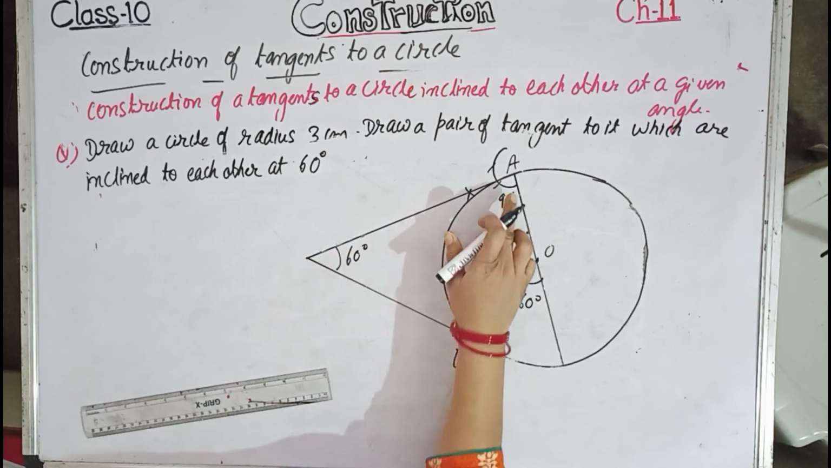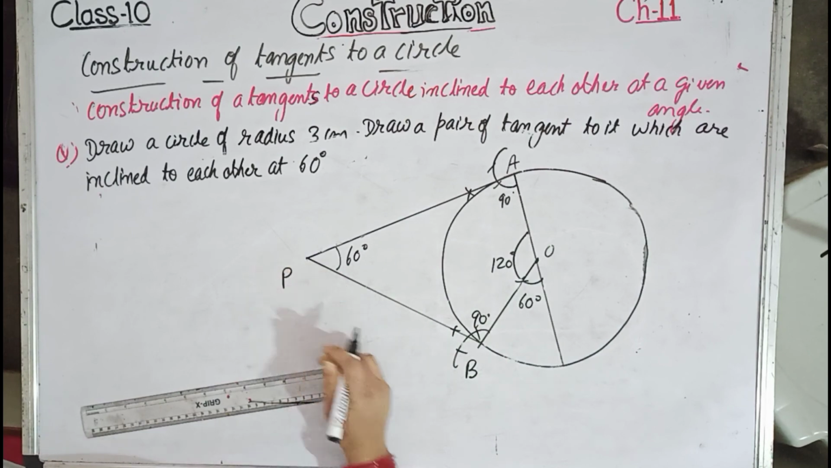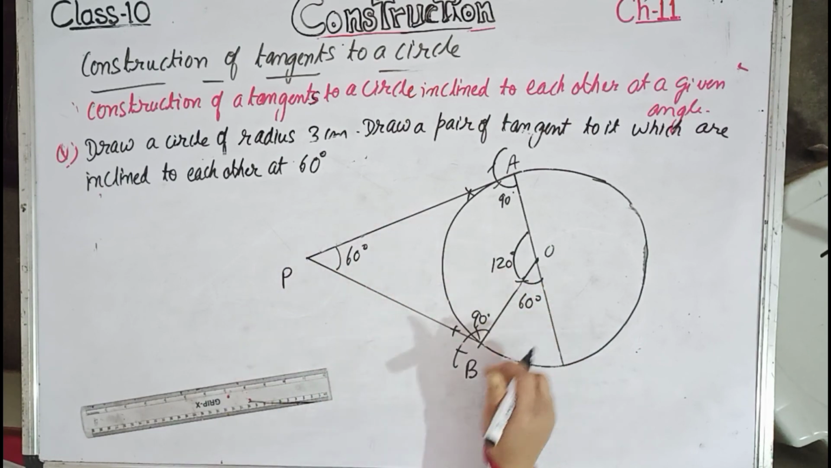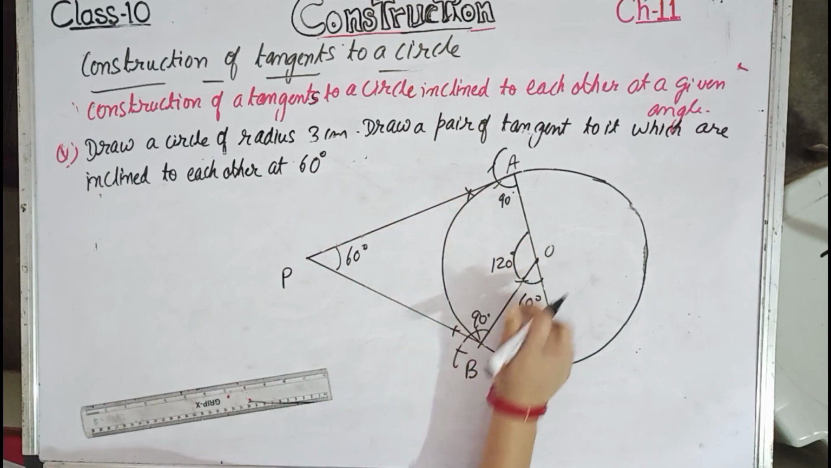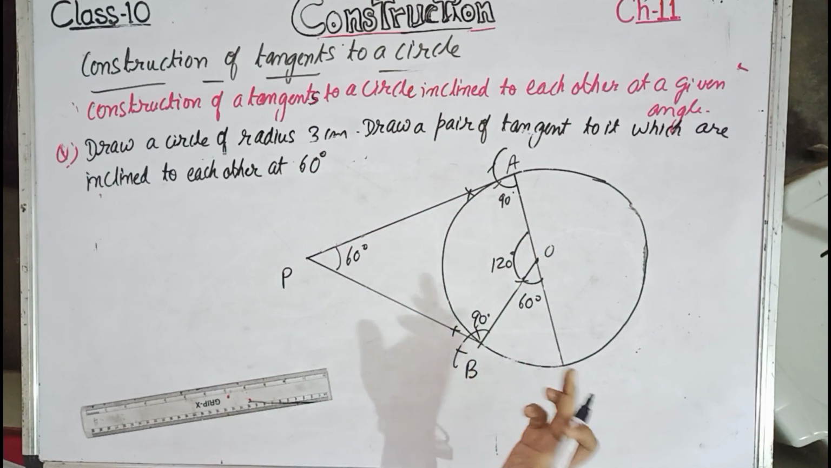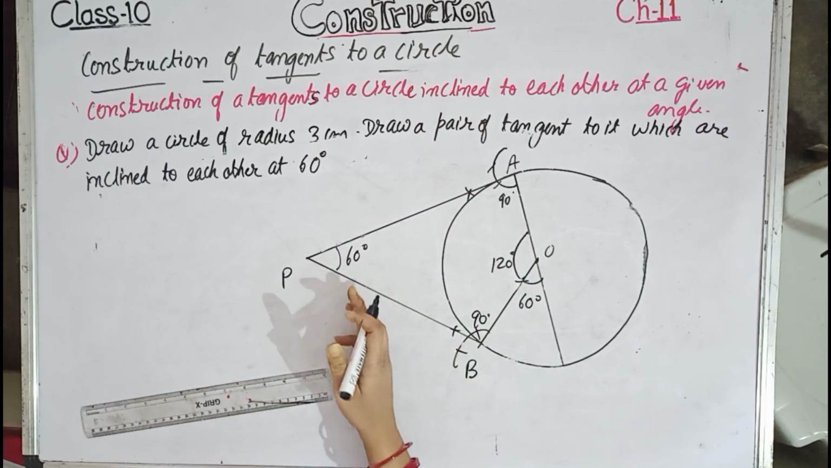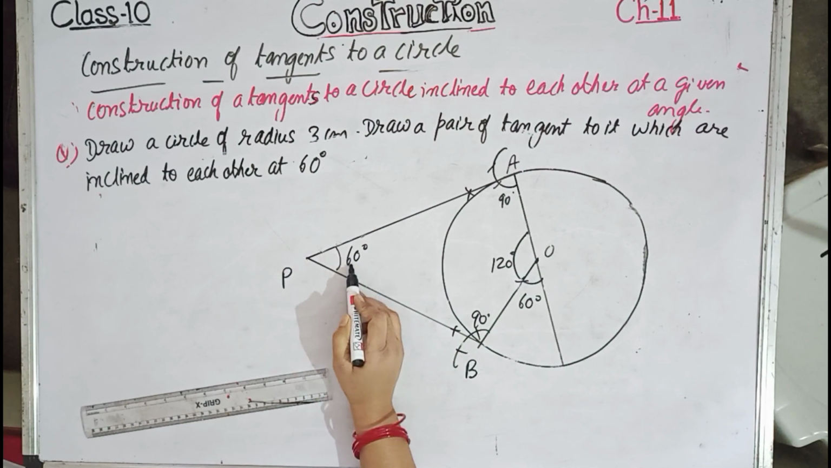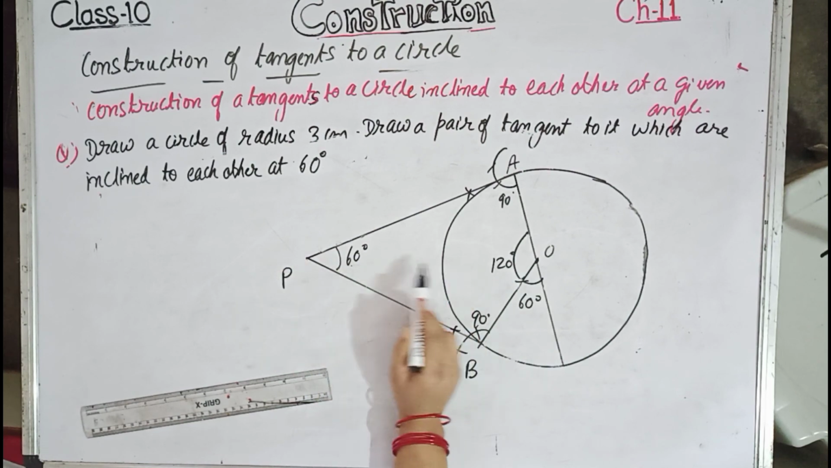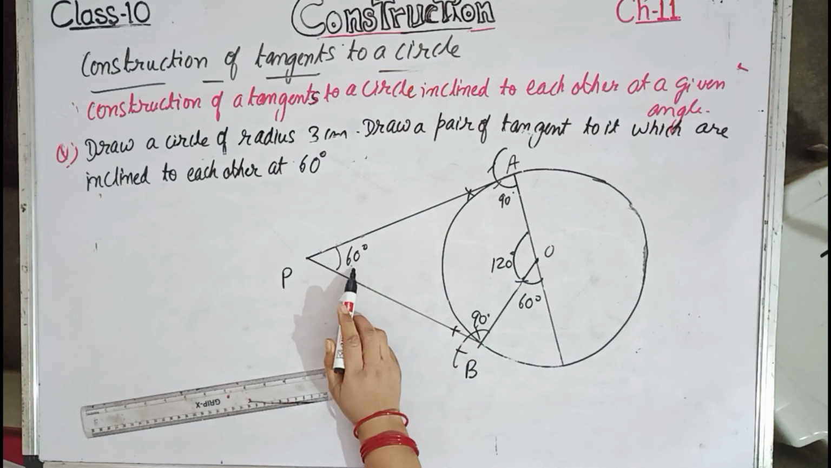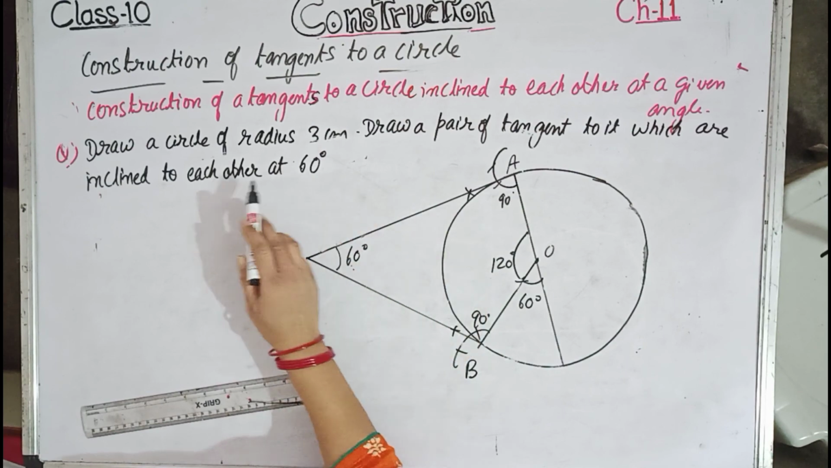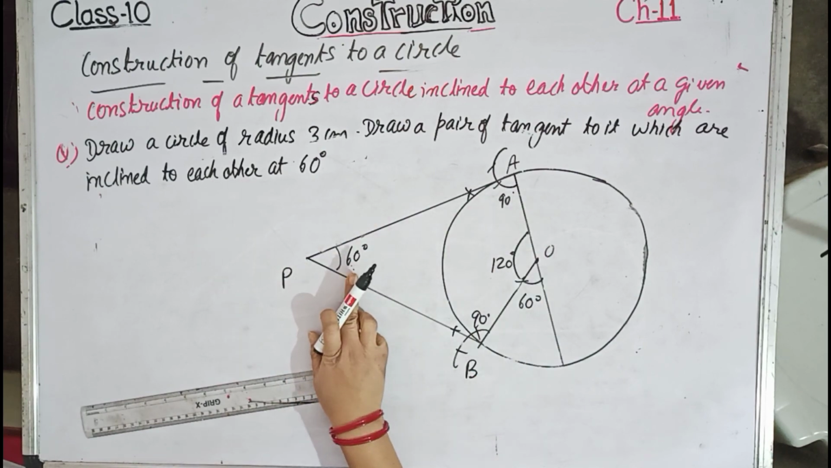Let us name it P. So PAOB is a cyclic quadrilateral as well. We have proved in the last year circle chapter. Sorry, sum of these two is supplementary. So this is 120. So this one is 60 degree. And hence a pair of tangents which are inclined to each other at 60 degree has been drawn.